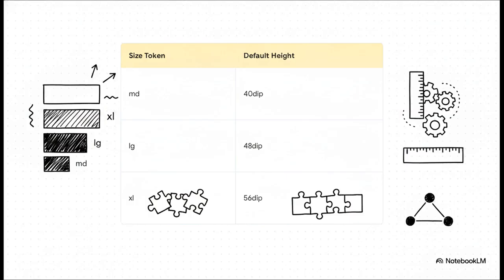A size token of M, for medium, automatically calculates a base height of 40 density-independent pixels. Swap that to an LG token, and it scales up to 48 dip. And an XL, or extra large token, bumps it up to a very touch-friendly 56 dip. This simple string mapping ensures your touch targets are mathematically precise and, more importantly, consistent throughout your entire app. No more dragging and resizing elements pixel by pixel.